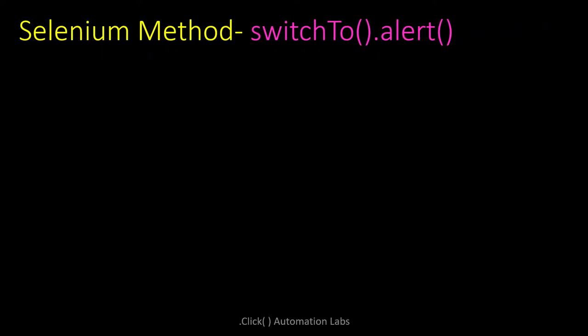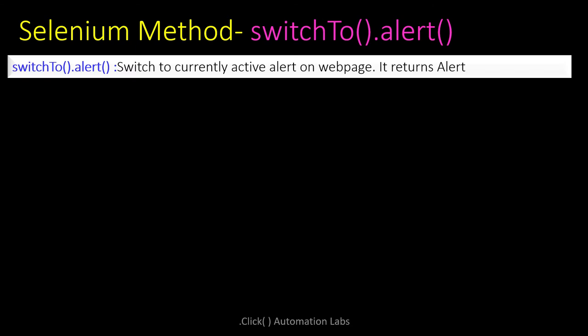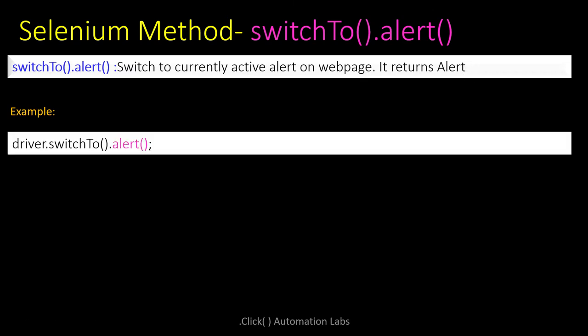Now we will look at switchTo().alert(). To interact with those alerts, WebDriver has a method called driver.switchTo().alert(). It helps the WebDriver switch the focus to the alert, switching to the currently active alert on a web page. It returns an Alert. Let's see one example.